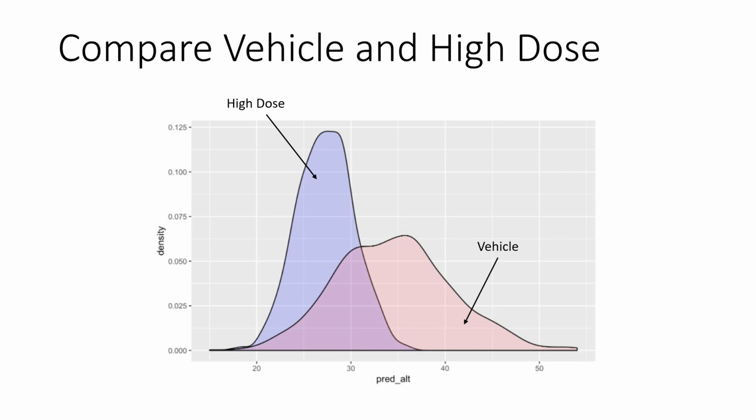So here, I'm just overlaying the two distributions, right? The vehicle is this smaller, flatter curve. The high dose is this curve over here. And we can see that the high dose distribution is completely contained within the vehicle distribution. If there was toxicity, we would expect the high dose to be on the upper end, past 50. But it's not. It's almost entirely contained within the same range as the vehicle distribution.